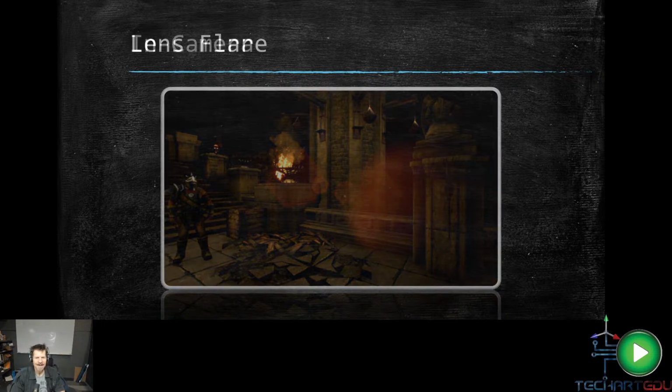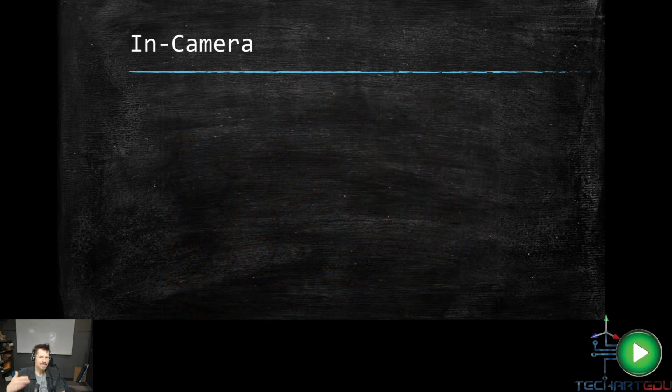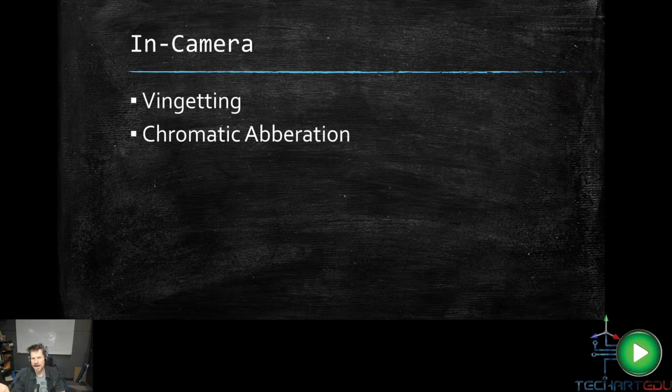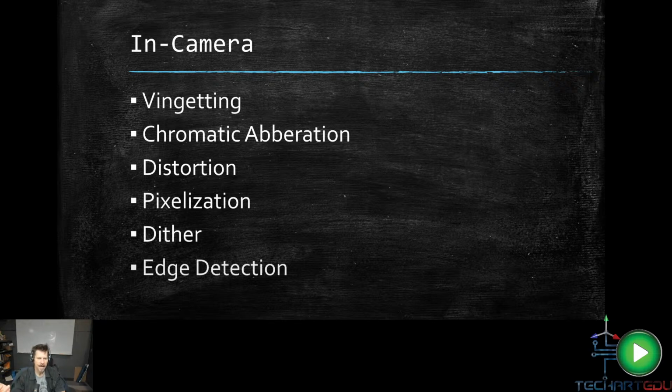Okay, now we don't really go into it, but emissive is another blur post-process technique. Okay, the last thing I wanted to talk about is in-camera effects. Now these don't really fall into the color filtering or the convolution filters. These are just mathematical functions that are applied to all of the pixels in the scene at the same time. And there are things like vignetting, chromatic aberration, distortion, pixelization, dithering, and edge detection.